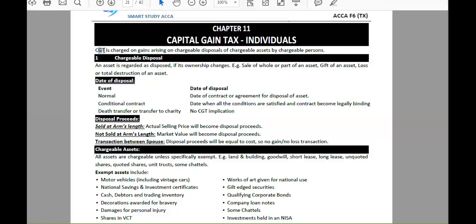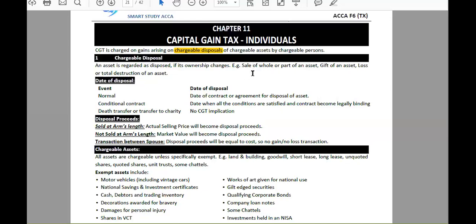Okay, so capital gains tax will arise whenever there is a chargeable disposal of chargeable assets by a chargeable person. Whenever there is a chargeable disposal of chargeable assets by a chargeable person, we are going to pay capital gains tax. So we will discuss all these terms in detail. First of all, we are going to discuss chargeable assets. So what are chargeable disposals? So what are the disposals?